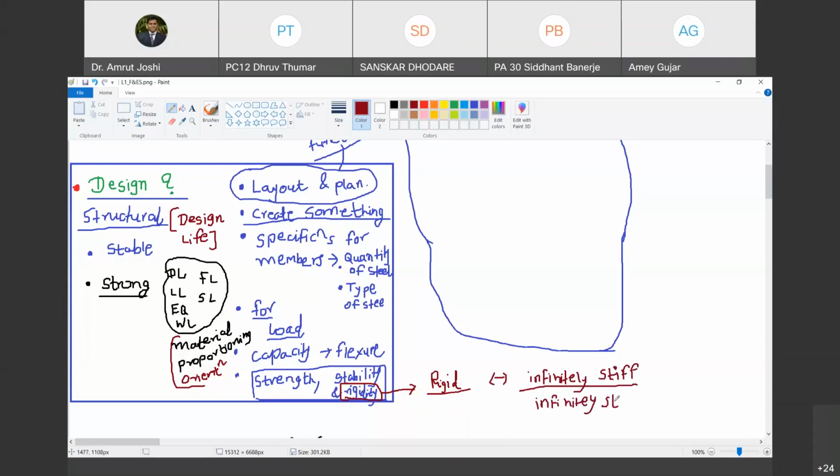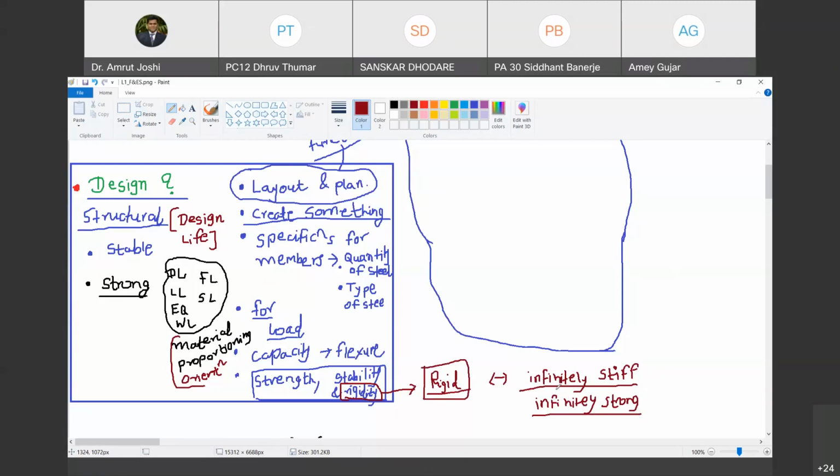Correct. So you have talked about two things: a structure which is infinitely strong and infinitely stiff. Strong refers to it will not break under any magnitude of load, and stiff refers to it will not deform under any amount of load. So rigid is an imaginary concept. We say the structure is rigid when it is infinitely stiff and infinitely strong. Are you with me?